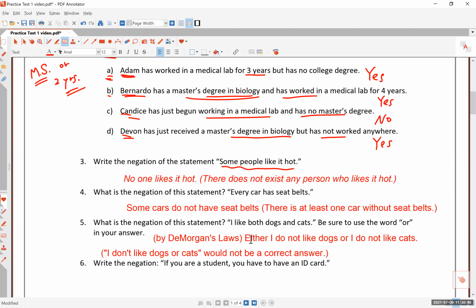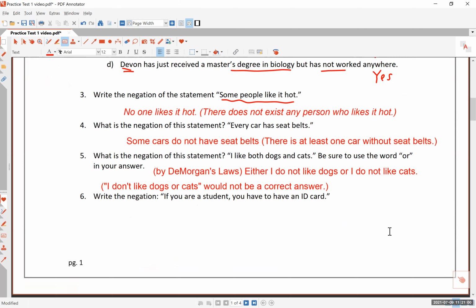Okay, so the correct answer is either I don't like dogs or I don't like cats. And if you look really carefully, what I have written here as the correct answer is not the same as this statement here. Okay, so these are the first 5 questions. I'm going to go into the part 2 of this video for the next 5 questions.